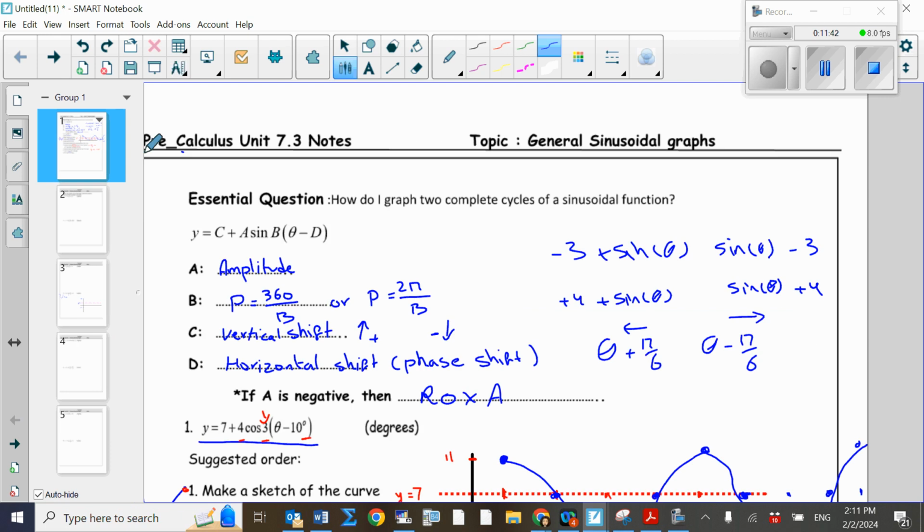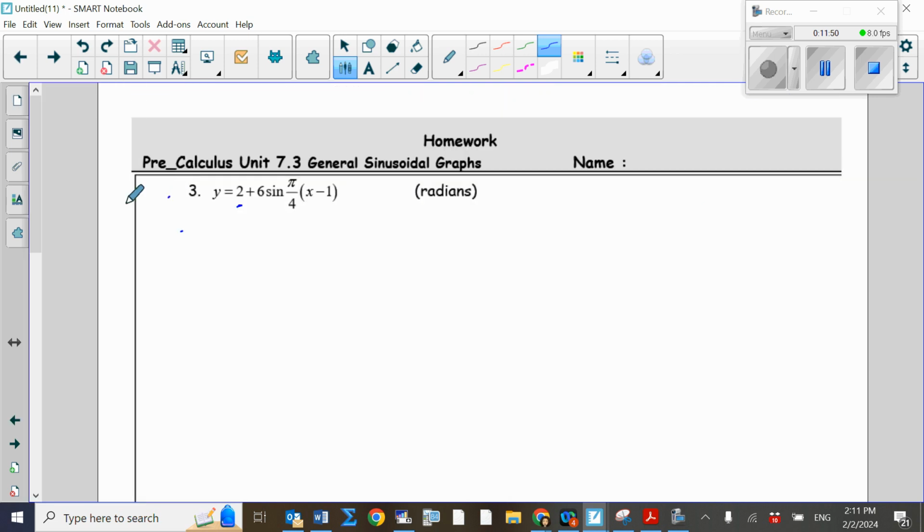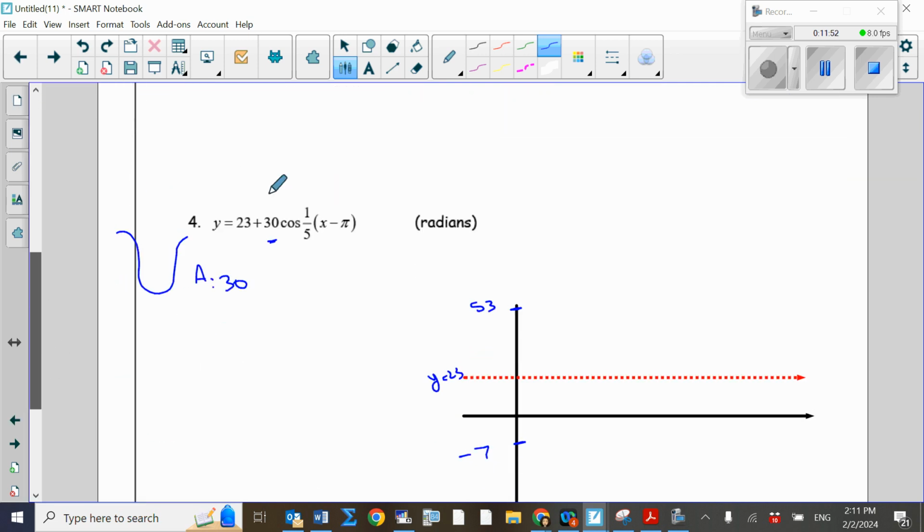Now, what is the next step again? We want to find the horizontal shift. Okay, let's see what is the horizontal shift here. Minus pi. That means the function is moved pi to the right. So that's the d value, which is pi. It moves the function right for pi radians. So let's say pi is here at this point.